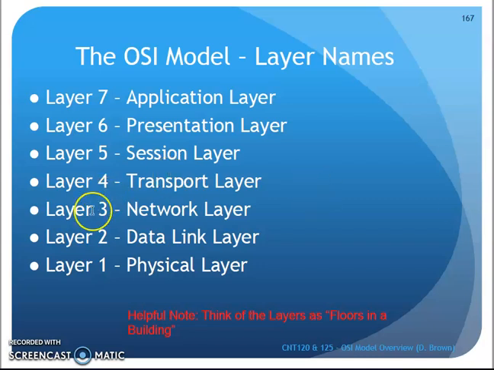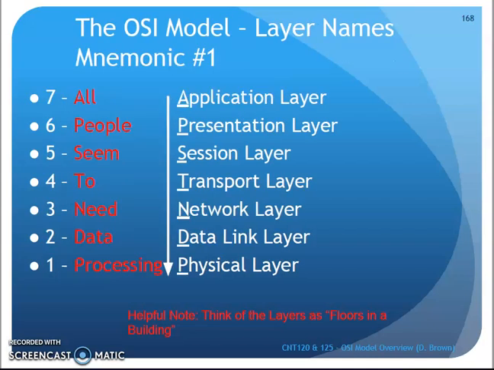We want to start getting our layers in the correct order. Again, layer 1 on the bottom, like floor 1 of my building, layer 7 on top. And there's a way to help get these in order. There are 2 mnemonics that people tend to use. Some people use this saying right here: all people seem to need data processing. For some people, that works to get your layers in order: application, presentation, session, transport, network, data link, physical.